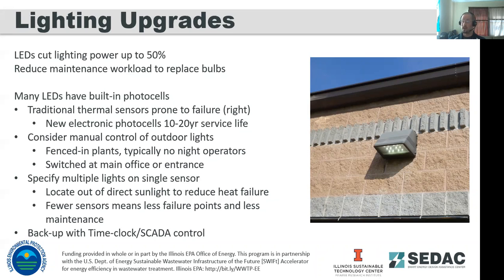If you can use one common sensor instead of a sensor per fixture, again, you're knocking down the maintenance load for maintaining multiple photo eyes. And it's a little bit easier to just replace that one fixture than, say, 3 of them fail at once. Another option is to back up your photo eyes with a time clock or a SCADA control system that's programmed to do dusk to dawn control of the lighting. That way, if a sensor does fail, you've got a time clock system that can then turn that light off during the daytime.